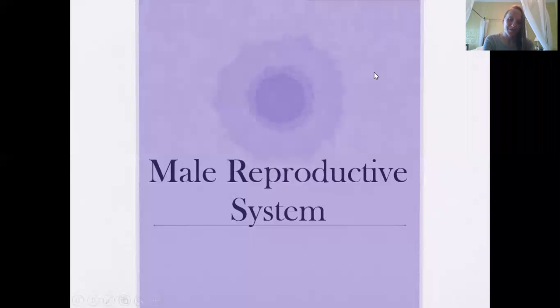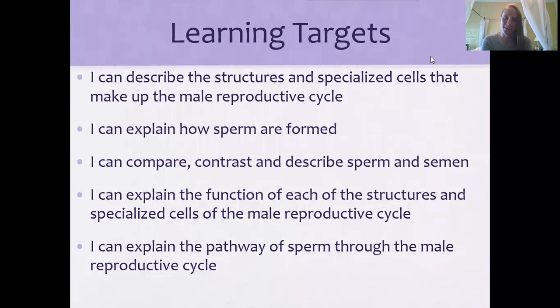So the male reproductive system, for this we're going to be going over the different structures of the male reproductive system, but also some of the specialized cells that make up the male reproductive system and help it function. We're going to go over how sperm are formed and the difference between sperm and semen, and then some of the different functions of those different structures and specialized cells.